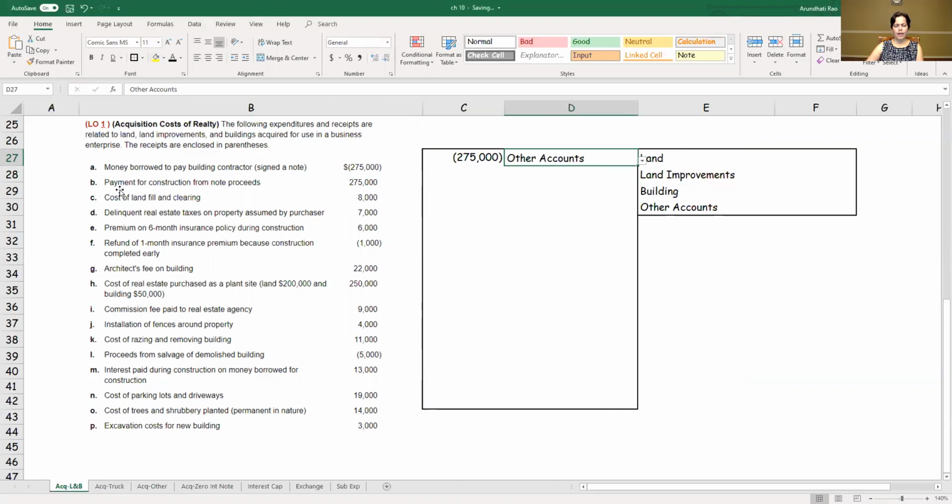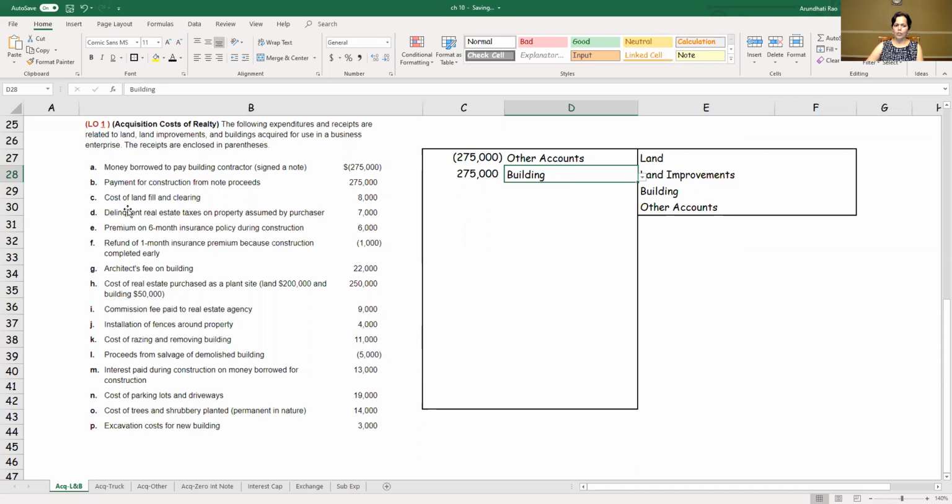The next is I paid for construction from notes proceeds. So this 275 has been used to pay. What have I paid for this? I have paid for the building. To start the construction on the building, I have paid for it. So it's going to go into the account building.